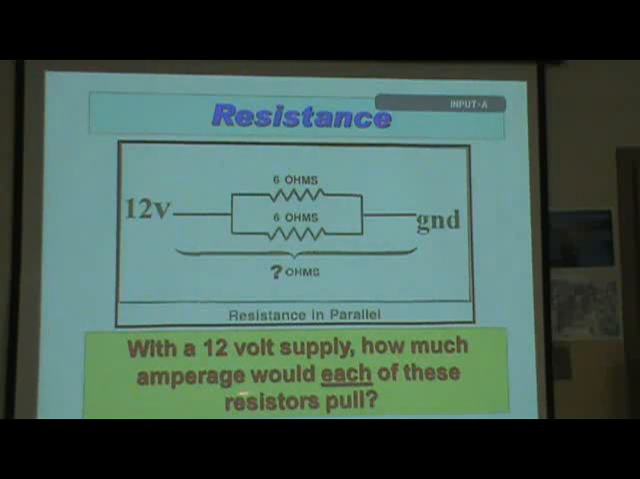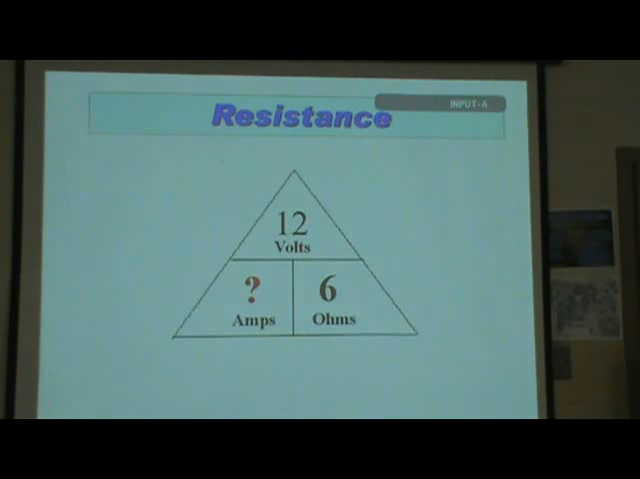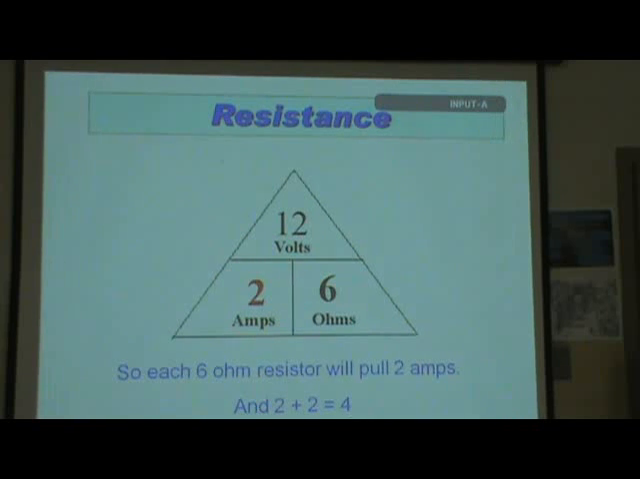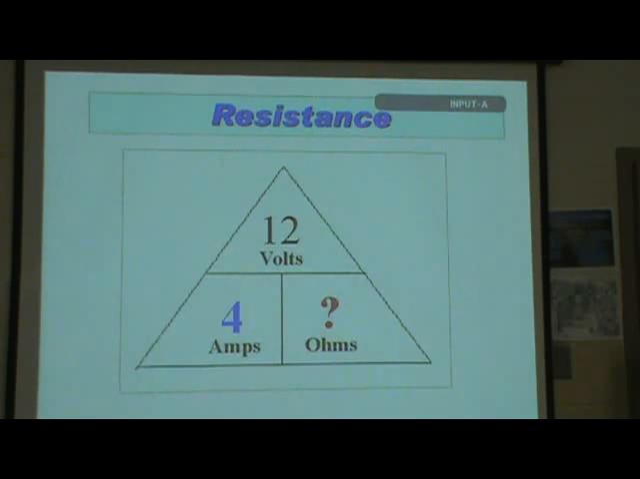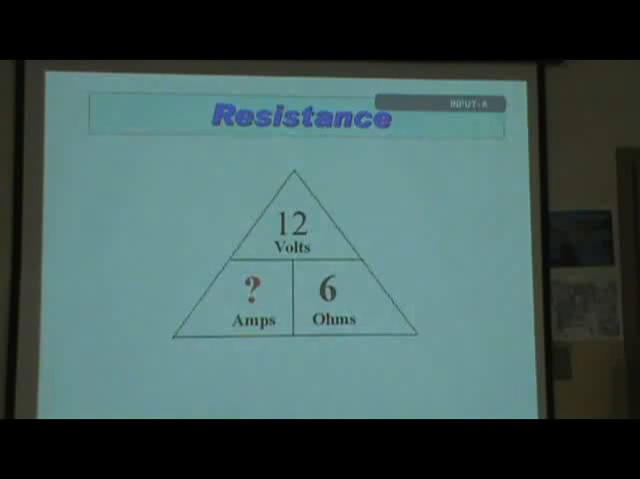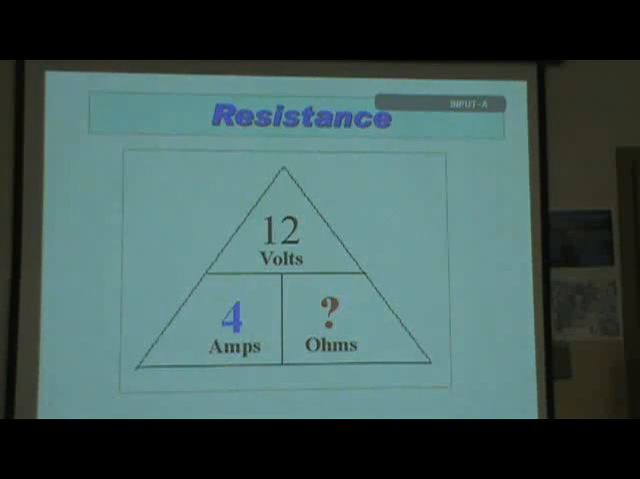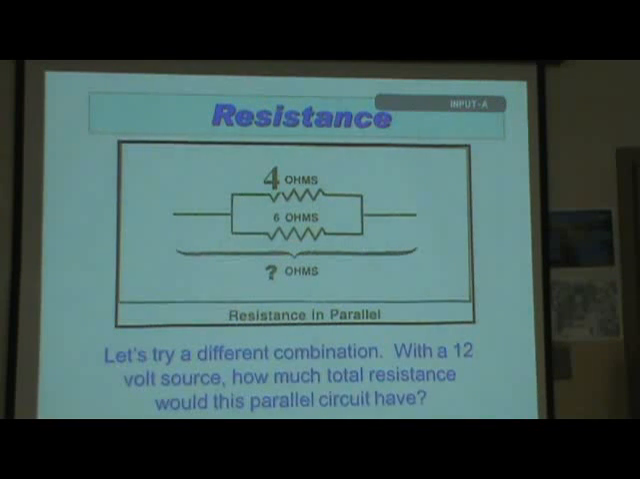So with a 12 volt supply, how much amperage would each of these resistors pull? That's pretty confusing, isn't it? Okay, so you got 12 volts, 6 ohms, how many amps? 2. Each one's going to pull 2 amps, so 2 plus 2 equals 4. So you're going to be pulling 4 amps. If the total circuit pulls 4 amps on a 12 volt supply, how many ohms of resistance would the total circuit have? 3 ohms. See how you can figure that out?